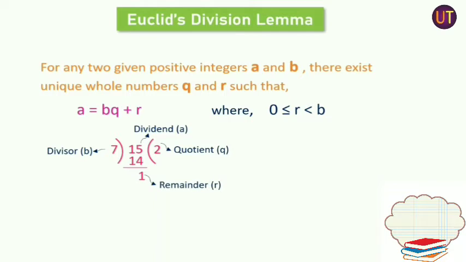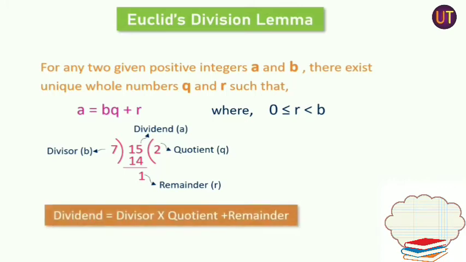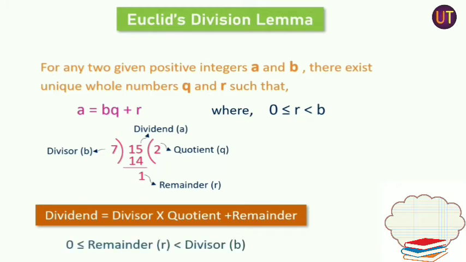So, what is Euclid's division lemma saying? That is, dividend equals divisor multiplied by quotient plus remainder, where the remainder r is always greater than or equal to 0 and less than the divisor b. Hope you all understand. Now we will see what HCF and LCM are.